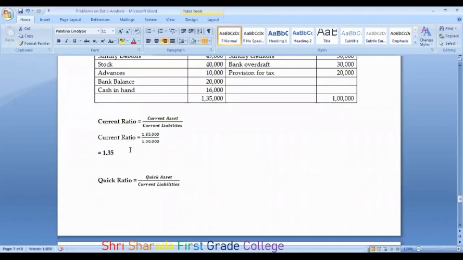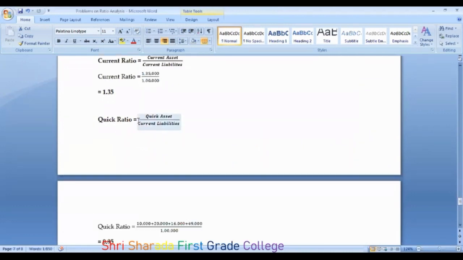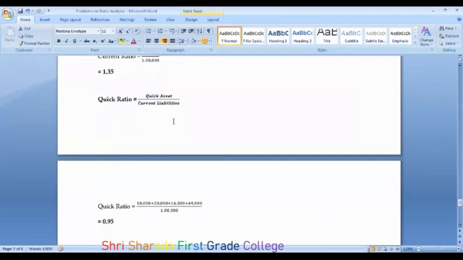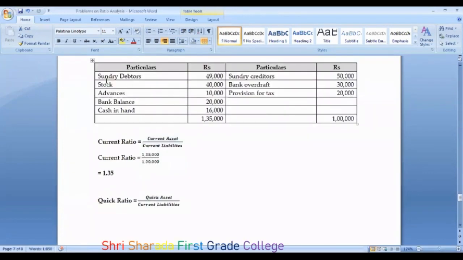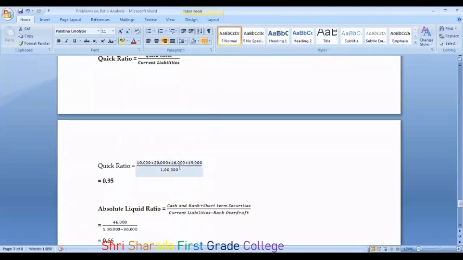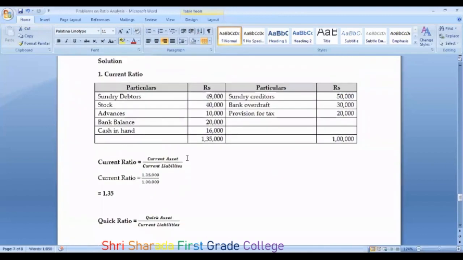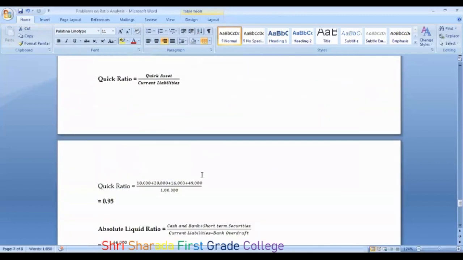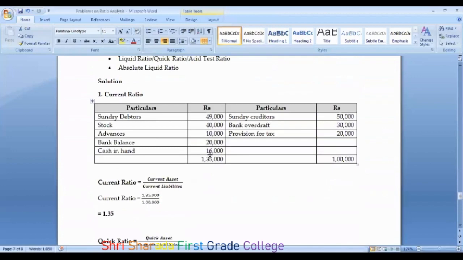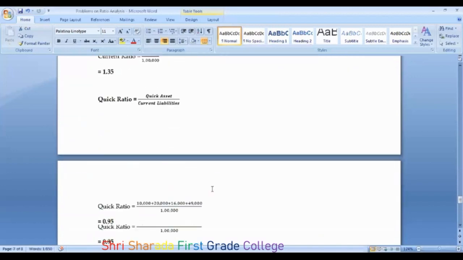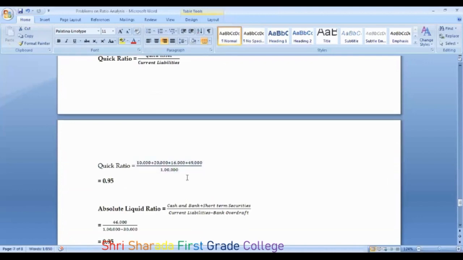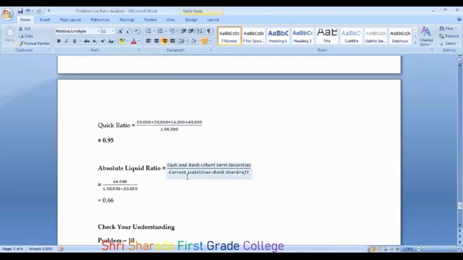Now the quick ratio: quick assets divided by current liabilities, except the stock. So 10,000 plus 20,000 plus 16,000 plus 49,000, except the stock. It indicates the quick assets divided by all the current liability. 0.95 is to 1.